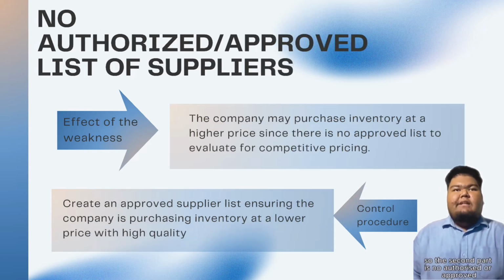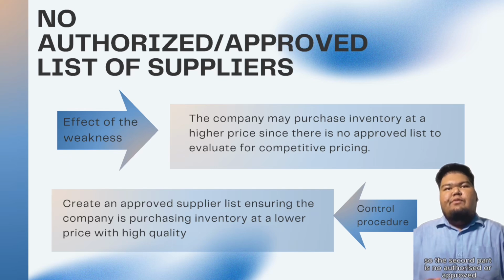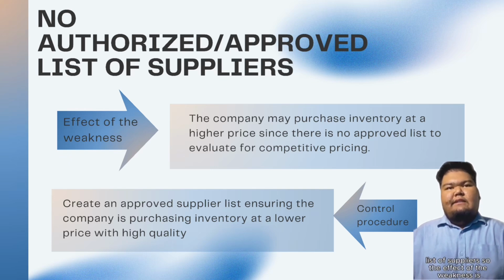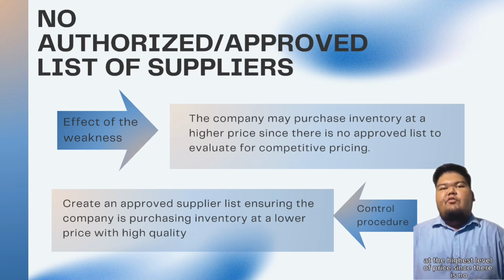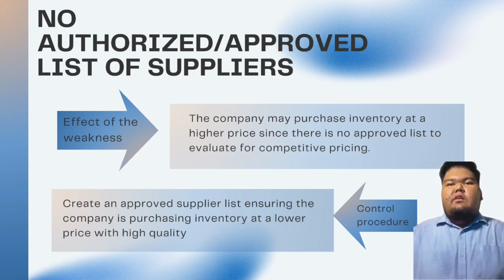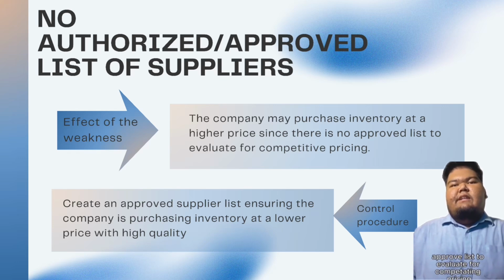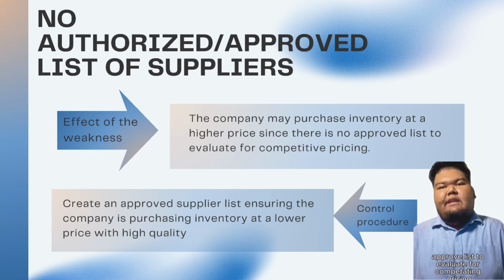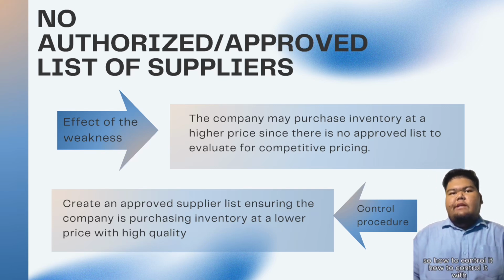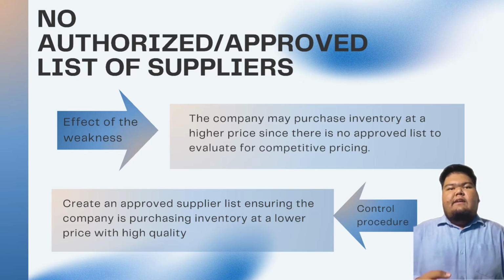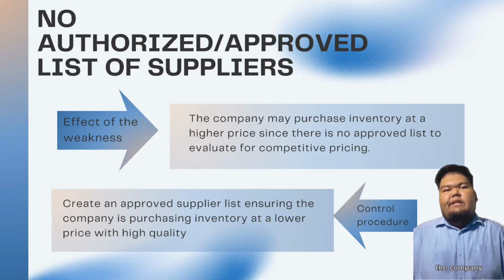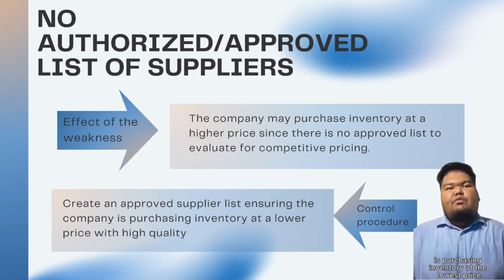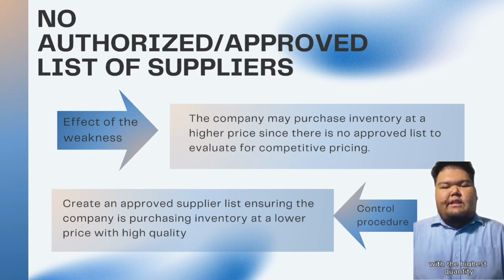So, the second part is no authorized or approved list of suppliers. The effect of the weakness is the company may purchase inventory at the highest level of price since there is no approved list to evaluate for competing pricing. So, how to control it? Create an approved supplier list, ensuring the company is purchasing inventory at the lowest price with the highest quantity.